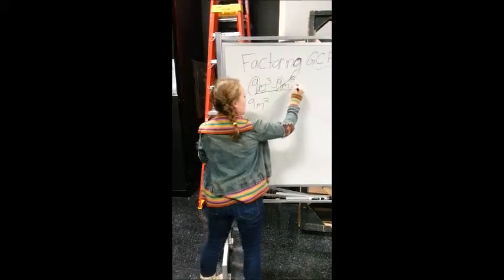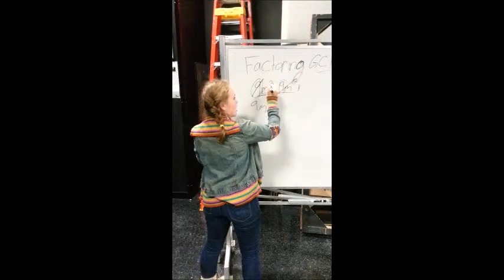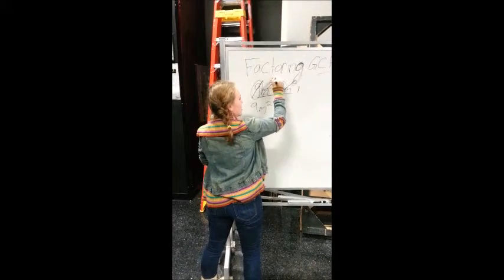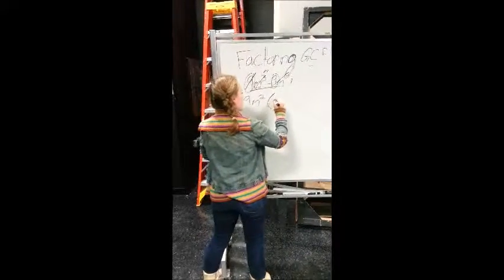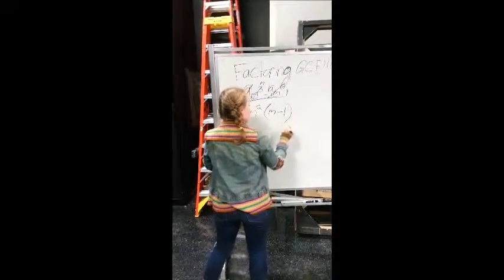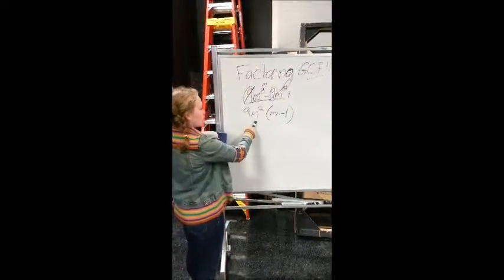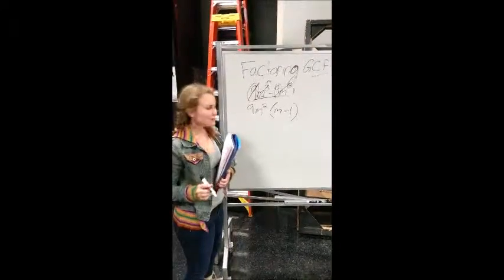And so basically you've just taken out this whole one. So you would cross that out and it would just become a 1. So you've gotten rid of the 9, put that here. And you've gotten rid of the m squared, so it would just become an m. So now you have 9m squared, and then in parentheses it would be m minus 1. And now you've factored out one GCF, and you are left with a binomial.